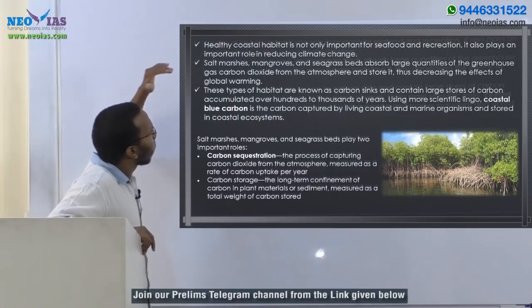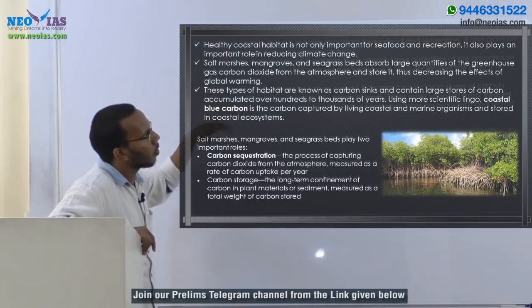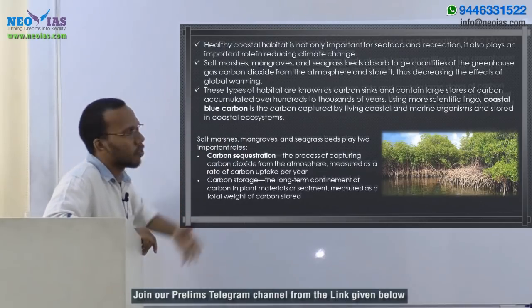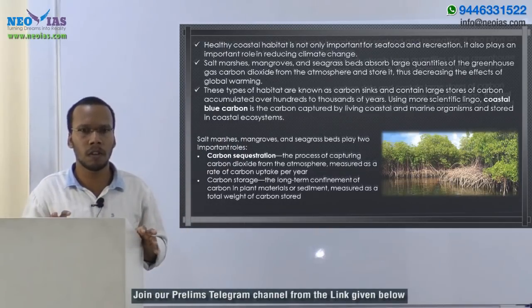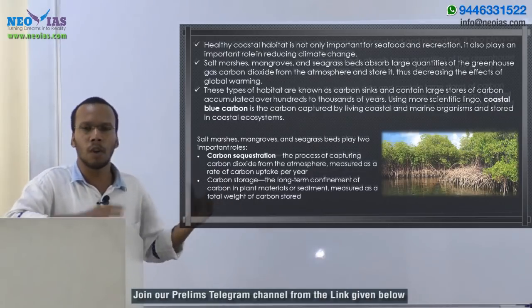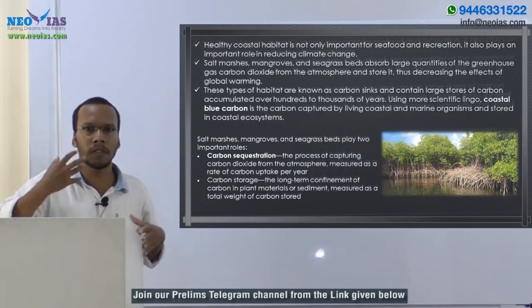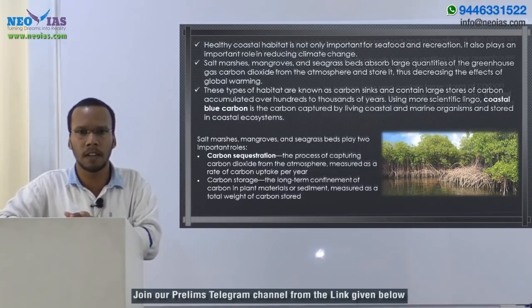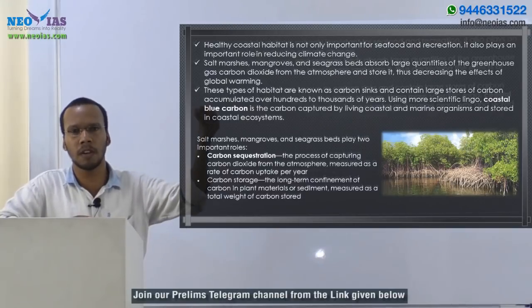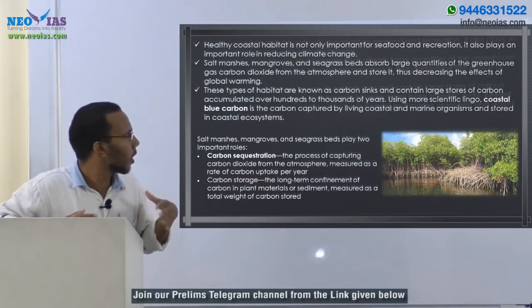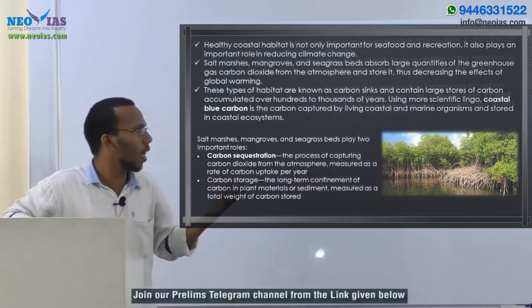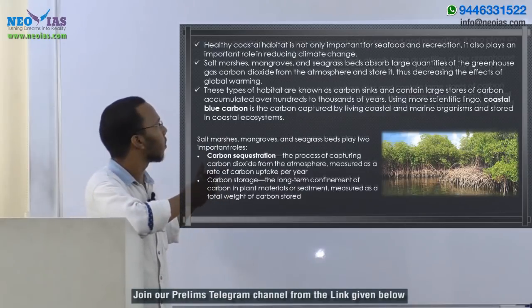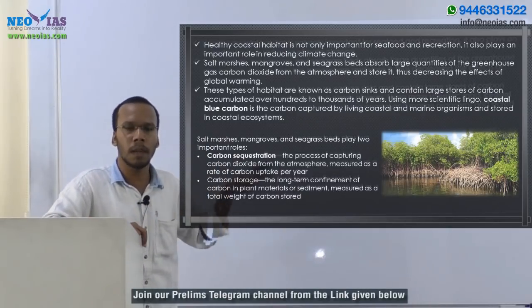Now, a healthy coastal habitat is not only important for seafood and recreation, it also plays an important role in reducing climate change. How? Because I said that mangroves are the dominant species in coastal wetlands, and mangroves have more capacity to convert carbon dioxide from the atmosphere to carbohydrates. So if we are reducing carbon dioxide from the atmosphere, that means we can reduce climate change. So mangroves have an important role in reducing climate change. That's why coastal wetland also has an important role in reducing climate change.